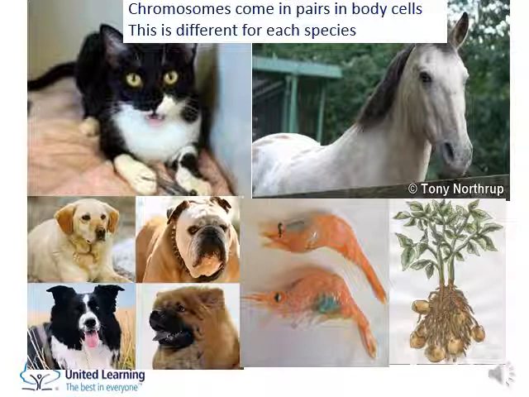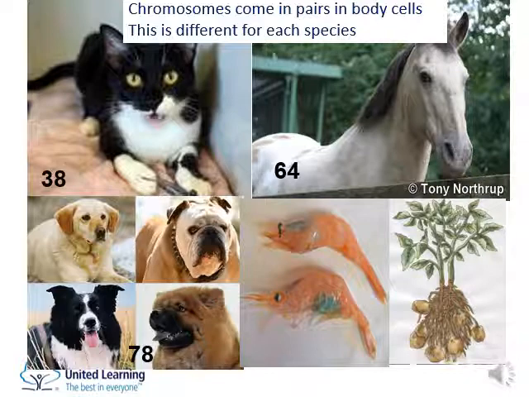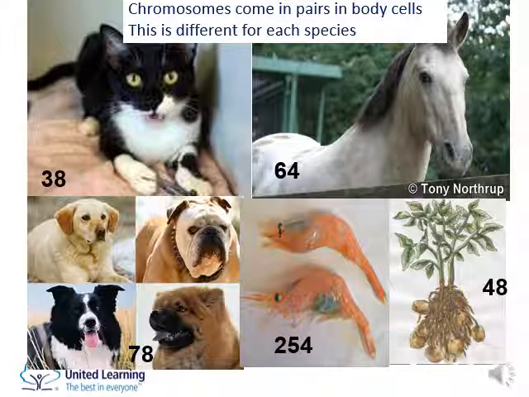So on this slide you can see many different species. You can also see the number of chromosomes that each species has. I want you to notice how in every species the chromosome number is an even number. And this comes back to what we discussed in the Do Now task. This is because half of the chromosomes come from mum and half of the chromosomes come from dad. So it has to be an even number.